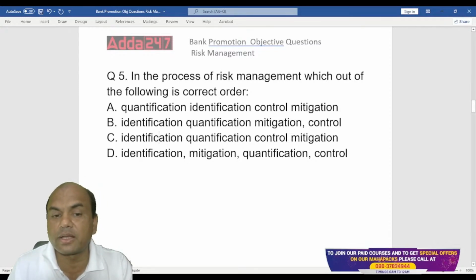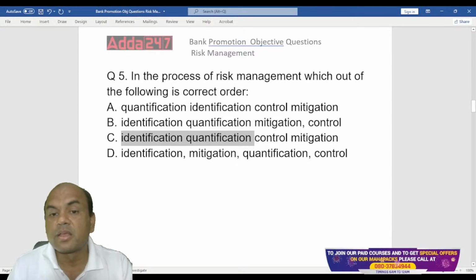Once you identified that risk, then what are the next steps? Will you control, or will you mitigate it, or will you quantify it? So step number 2 will be quantification. You will quantify it. Means you will see what is the risk level. Now third one, quantification. Here both of them are having the same B and C. Identification, quantification. Next is mitigate and control. So will you mitigate the risk first, or will you control the risk first?